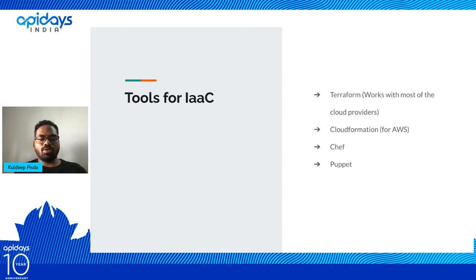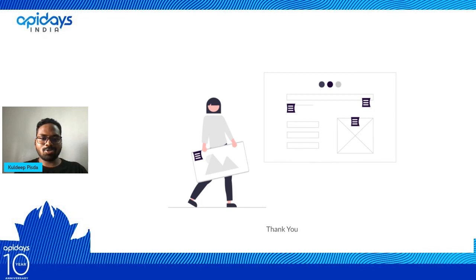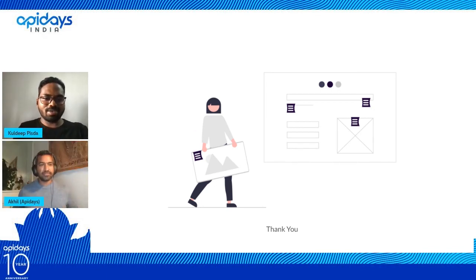And likewise, if we are looking for tools with which we can implement IaC, Terraform is something that works with most of the providers, be it AWS, GCP or Azure. Likewise, CloudFormation is the default one by AWS. So if you are working with AWS and plan to stick with AWS, you can use CloudFormation. It will just work out of the box. Likewise, we have some older tools as well, like Chef and Puppet, and other such tools are always there. These are some of the industry leading tools that you can use for infrastructure as code. So yeah, I will open up for questions if we have any.